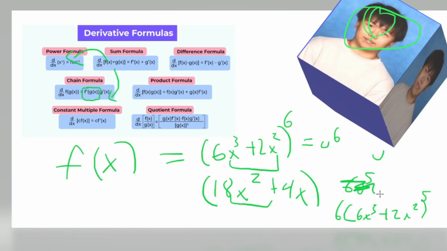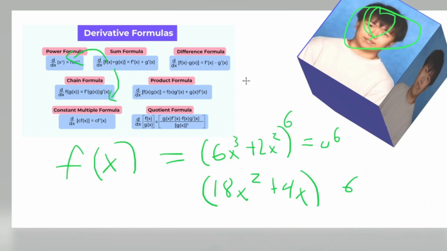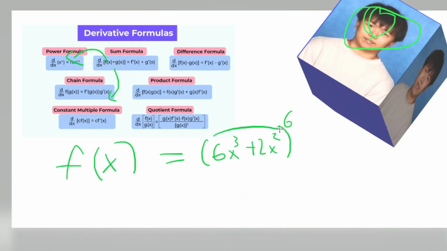So let's multiply. The answer to this would be 18x squared plus 4x times 6 times 6x cubed plus 2x squared to the 5th. And that's basically it. You probably want to label out what function is what, like you can say this equals u and make it a whole new function. Let's say we make u of x equal 6x cubed plus 2x squared, right?